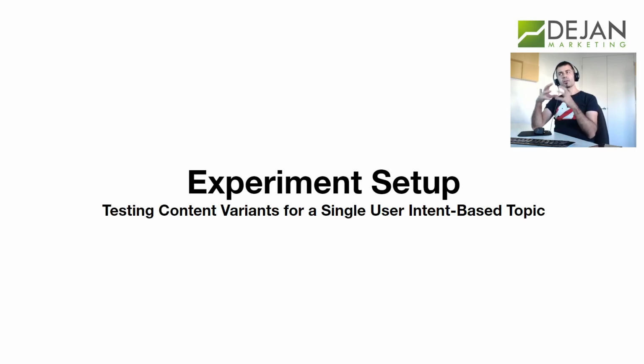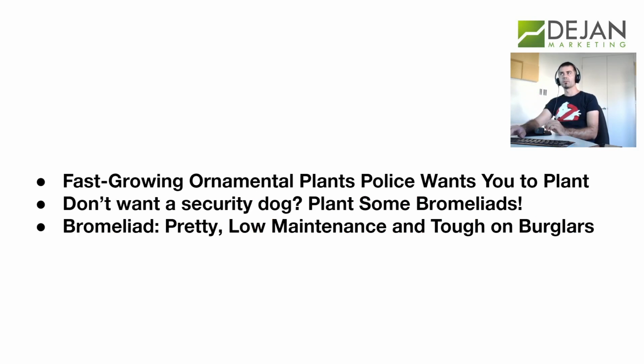Now I think this is already enough stuff to get us thinking about an actual experiment. Let's put all our ideas to a test. So what do we do? In this case, we'll be testing content variants for a single user intent based topic. User intent here is pretty, secure, fast-growing plants. Which ones are they? Where do I buy them? Are they easy to grow, etc.? But in this case, we'll have multiple variants of the article and see which one performs better to understand what actually attracts that click, what appeals to people when they see a piece of content.